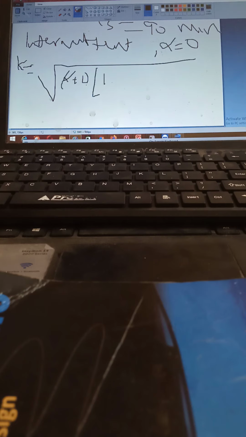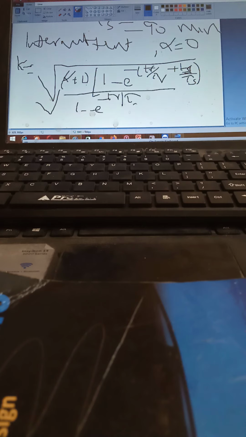So what is the formula? 1 minus e raised to minus TR by tau R, TS by tau S. Correct. 1 minus exponent of minus TR by tau R minus alpha. So alpha is 0 means you don't have to take this, and alpha plus 1 is 0 plus 1, which is 1. So just substitute in this formula.